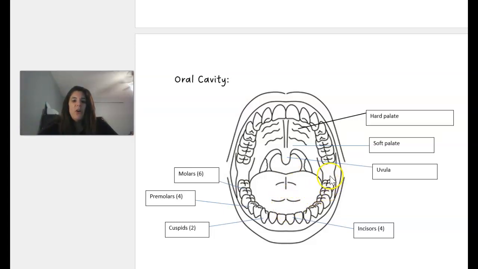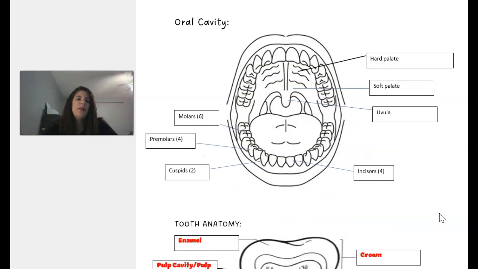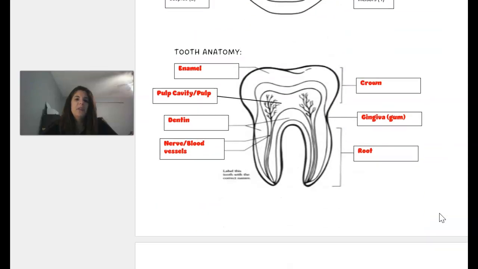We also have your teeth. You have 4 incisors, which are in the front, 2 on each side, 4 cuspids, so 2 on each side, premolars, and then 6 molars, 3 on each side. So those are the structures that make up your oral cavity. Again, there's going to be a lot of mechanical digestion taking place as we break up that food, and then just a small amount of chemical digestion.